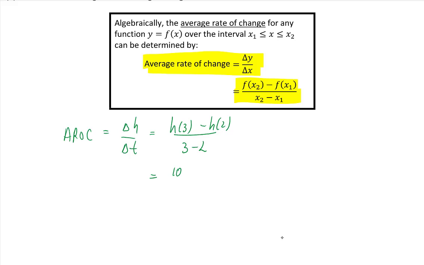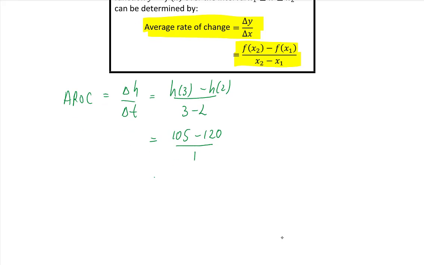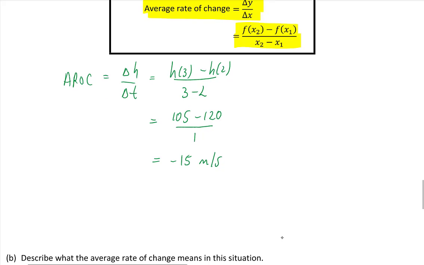Using your calculator, you should get 105 minus 120 over 1, and that equals negative 15 meters per second. So therefore, the height of the book is decreasing on average at a rate of 15 meters per second between 2 seconds and 3 seconds.